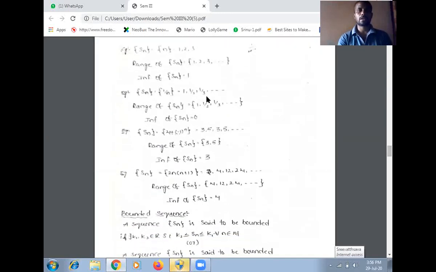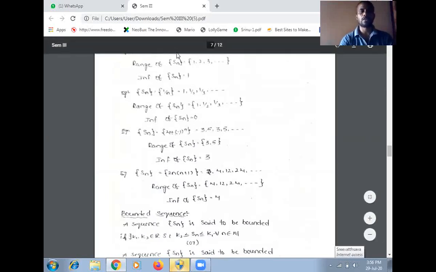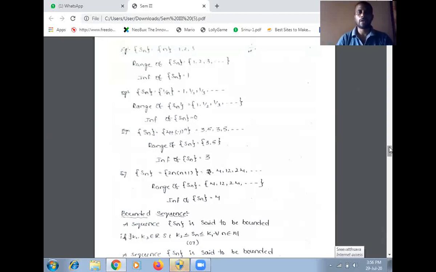Example for greatest lower bound. If Sn equal to n, give the values n equal to 1, 2, 3 and so on. We get the sequence 1, 2, 3. It is an increasing sequence. So what is the lower bound of this sequence? The lower bound is 1. At the same time, 1 is the greatest lower bound. So the infimum of Sn is 1.